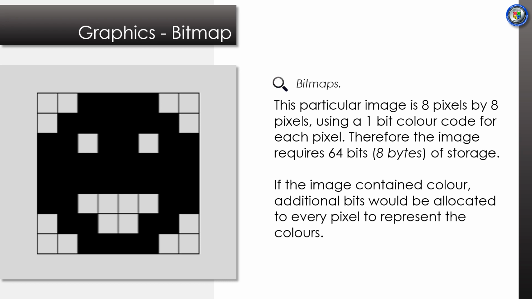This particular bitmap image is 8 pixels by 8 pixels. We are allocating 1 bit per pixel, and therefore this image requires 64 bits or 8 bytes of storage. If this image contained colour, we would therefore allocate additional bits per pixel. If it was true colour, 24 bit, the calculation would differ. We would have 64 pixels times 24 bits. This is a significant increase in storage for this graphic.